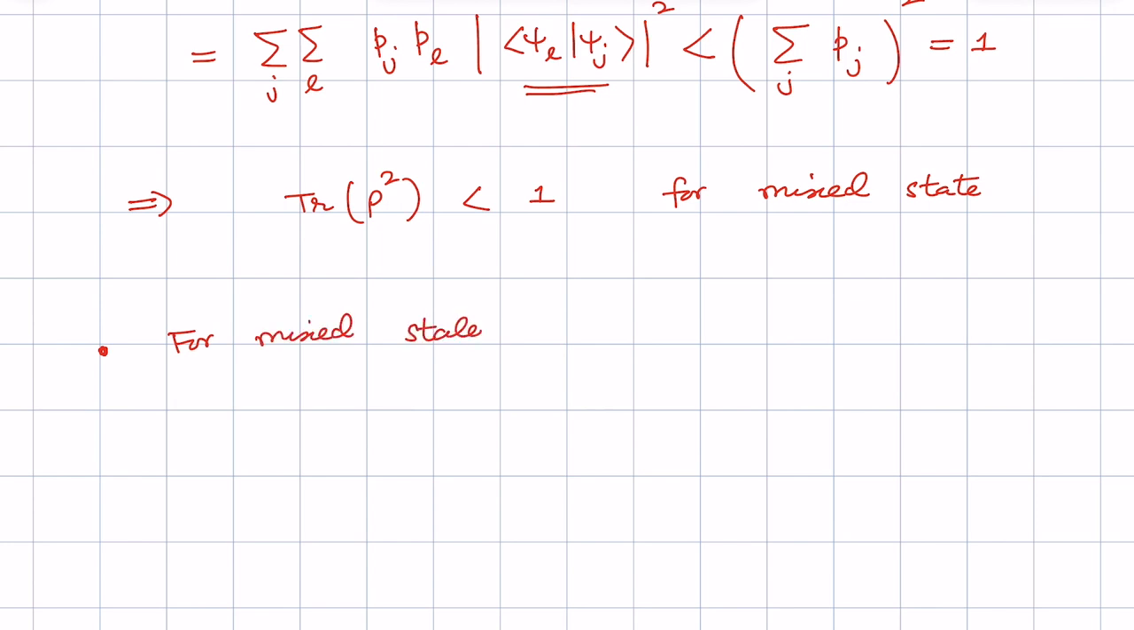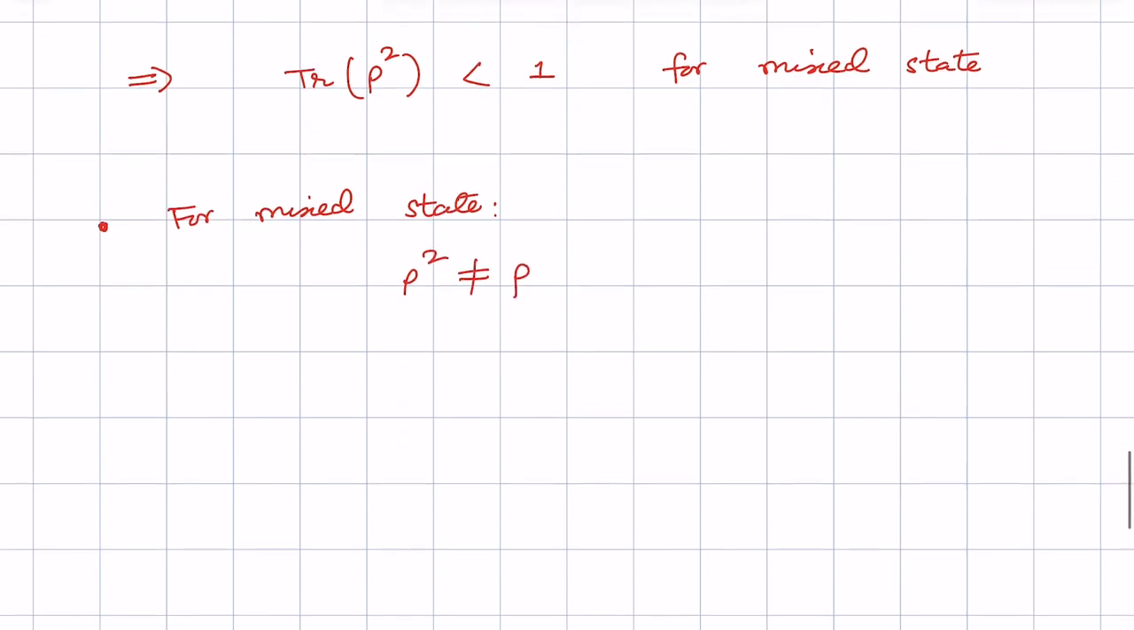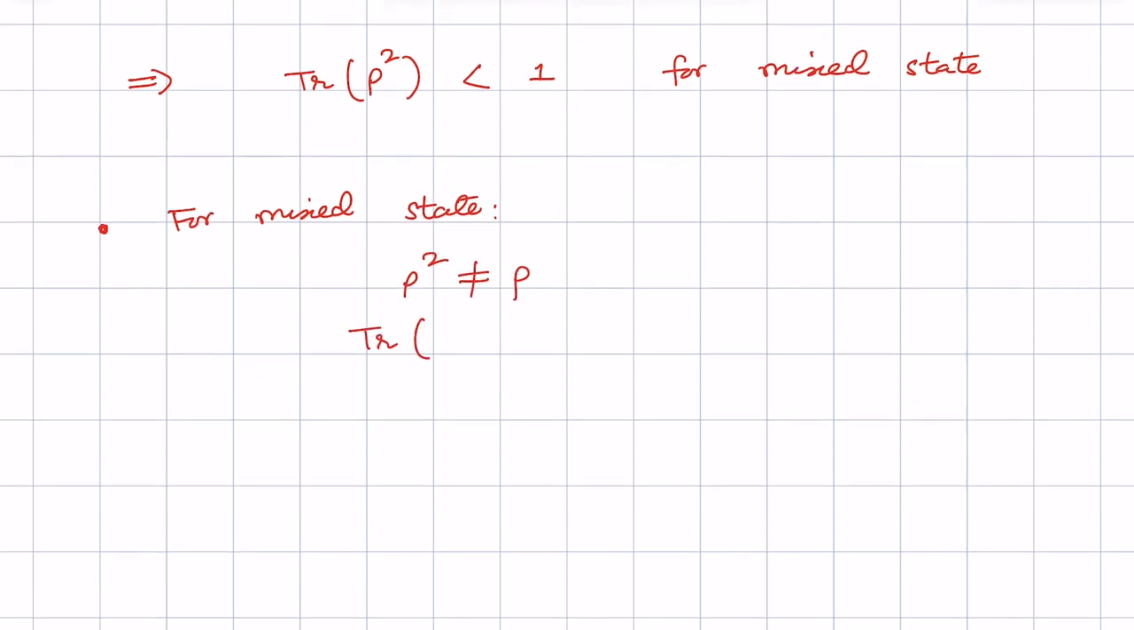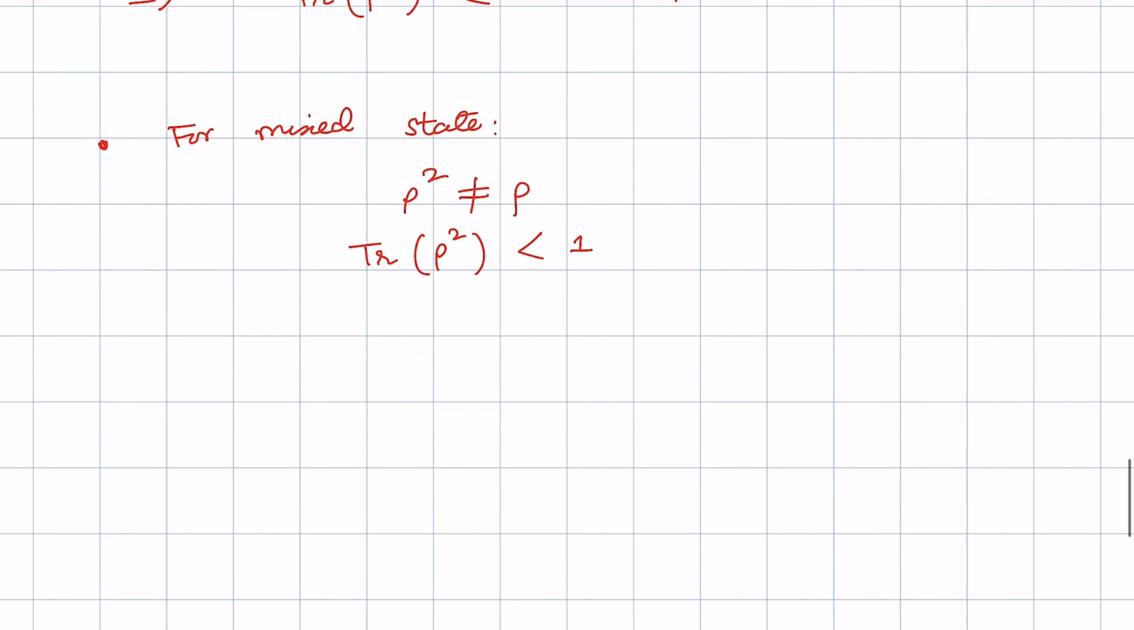For a mixed state, I must have rho square not equal to rho, and if I find the trace of rho square, that is always going to be less than 1. By the way, trace of rho is equal to 1 for both pure and mixed states, because that is the property of the density operator.